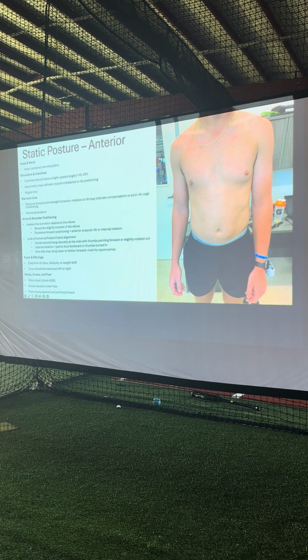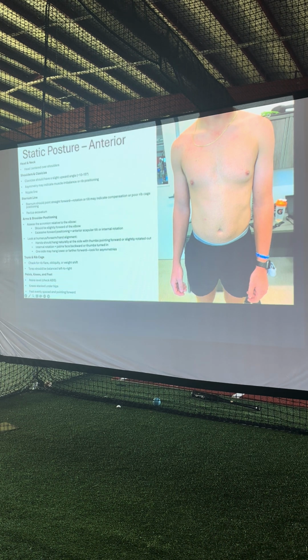Is he already standing in a forward head posture? Where his sternum is, does he have a pectus? How is that going to affect him, fatiguing and those kinds of things? Where his shoulders and his arms are positioned. His arms are a little bit more internally rotated. What his trunk and his rib cage are doing, and then obviously this doesn't show a good picture of it, but you're also looking at pelvis, knees, and the feet.